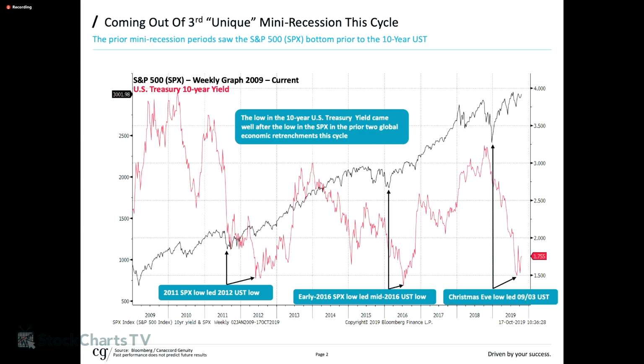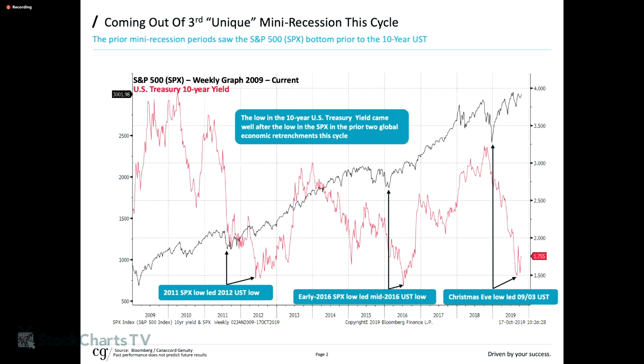What's interesting is that the S&P rallied 22% into that red line low, the 10-year note yield low. So there was about a 9-month lag between the drop in stocks, and then eventually the 10-year note yield reflected why? Weaker economic activity, and it made its low.